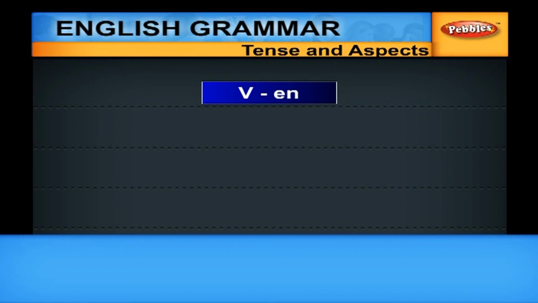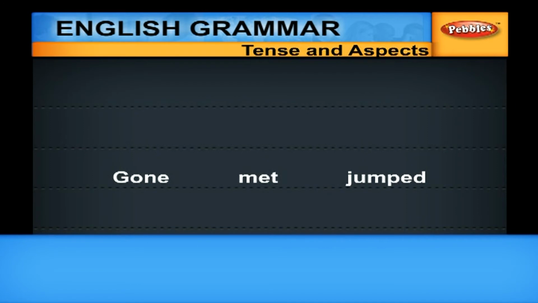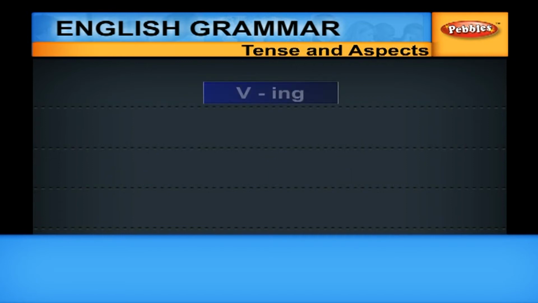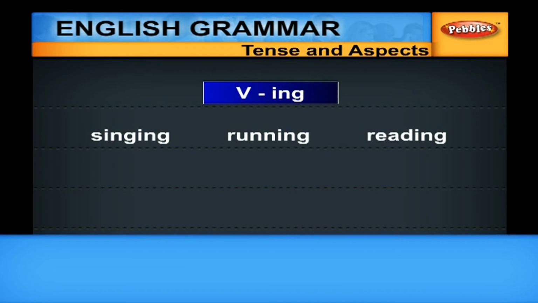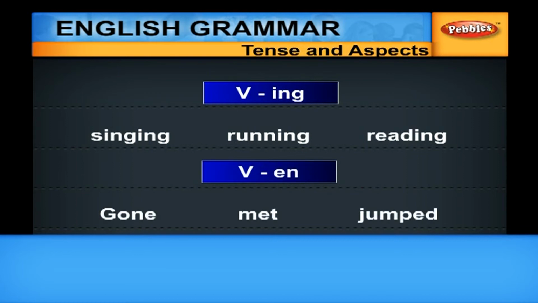VEN forms. Now we will study the VEN form. Observe the base verbs and how they change here. Go, gone. Meet, met. Jump, jumped. Gone, met, jumped: this is what we call the past participle. The past participle is again not independent. It has to have a helping verb. Along with a helping verb, it forms a perfective aspect. VING, the present participle, is used in the formation of continuous aspect. VEN, the past participle, is used in the constructions of perfective aspect.